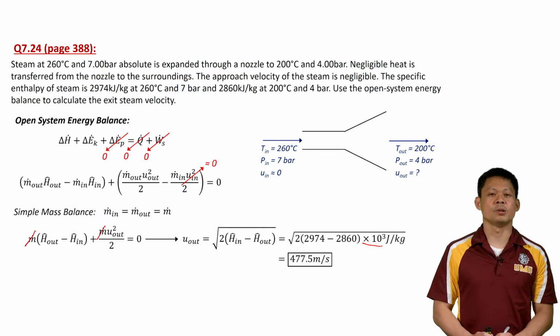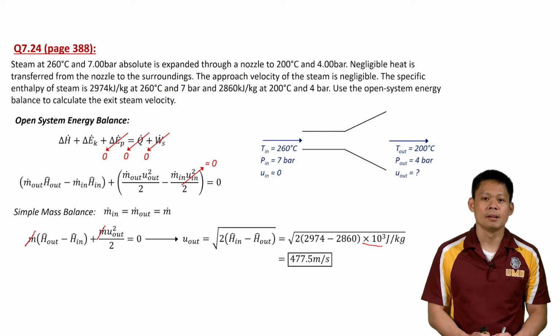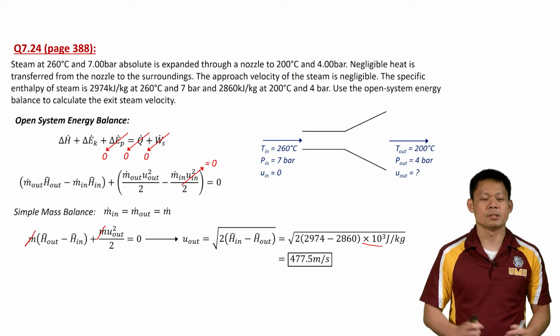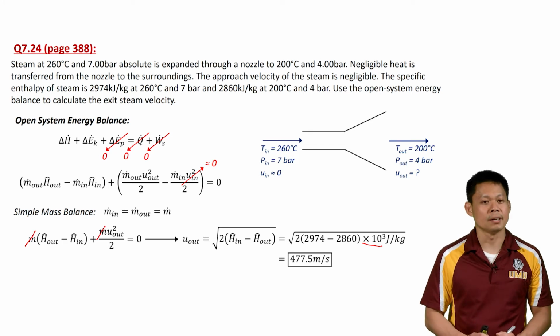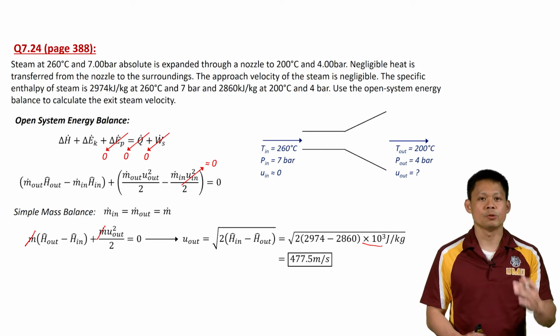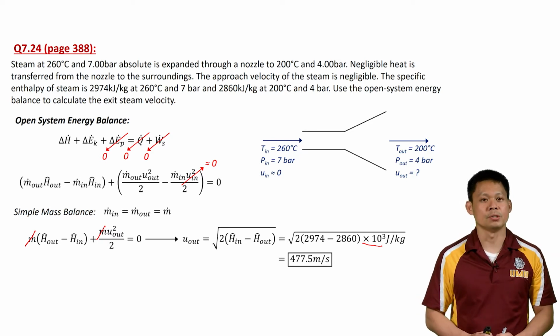Once I have the numbers, I know it will come out as 477.5 meters per second. So this is a relatively straightforward example, just a very simple example demonstrating the use of our open system energy balance. Again, the same approach: start with the energy balance, figure out which terms are 0, and then expand out the terms depending on how many inputs and outputs you have.